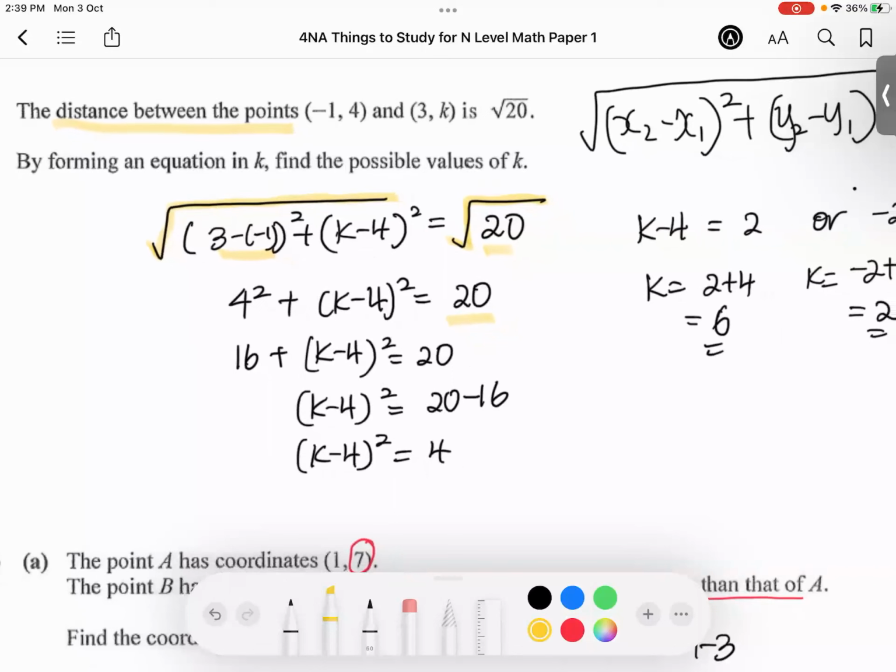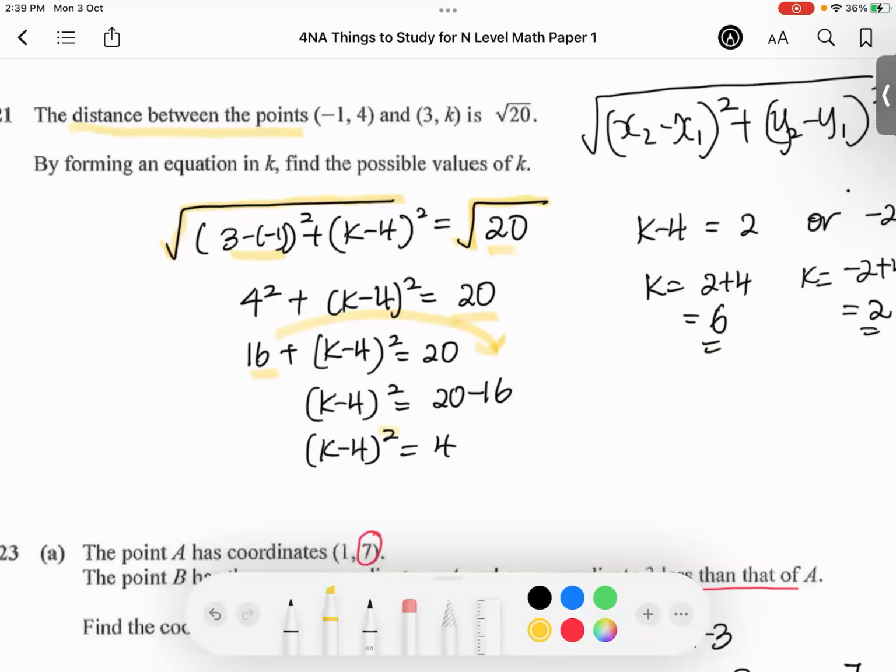Now, some students will rush to do expansion. Notice this is something like a completed square form, something squared. Try not to do expansion and make yourself very complicated. What we can do is group the numbers together. So this is 16, I can shift it over here. Then I get 20 minus 16, which is left with 4. Then the whole thing is squared, right?